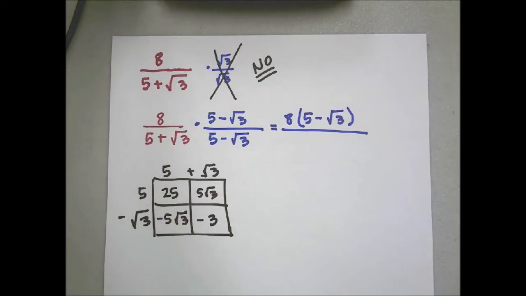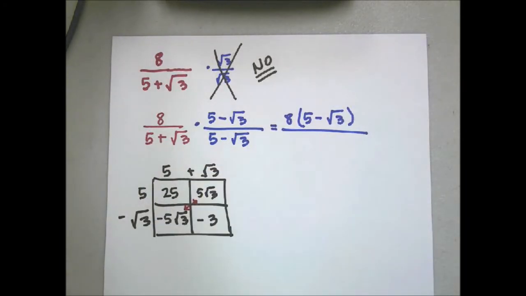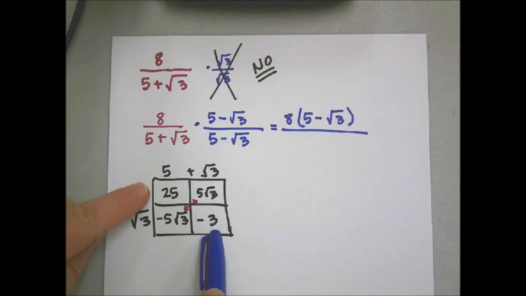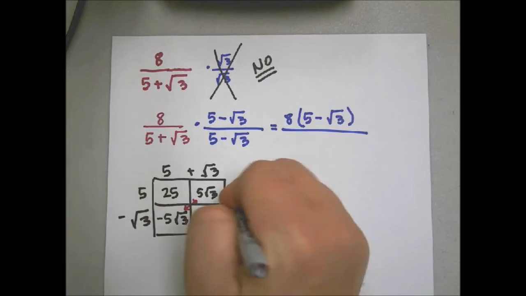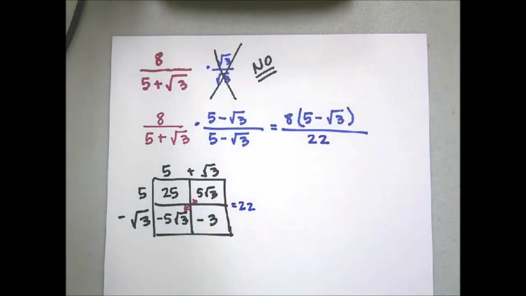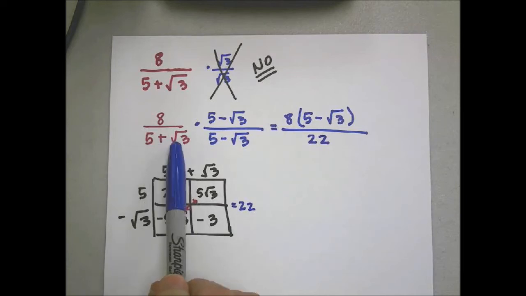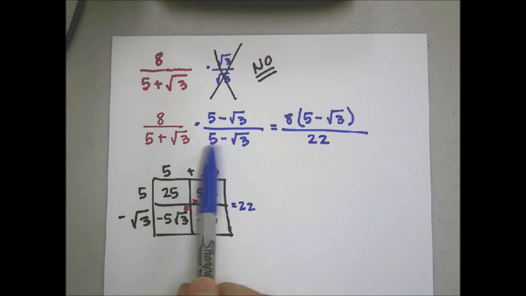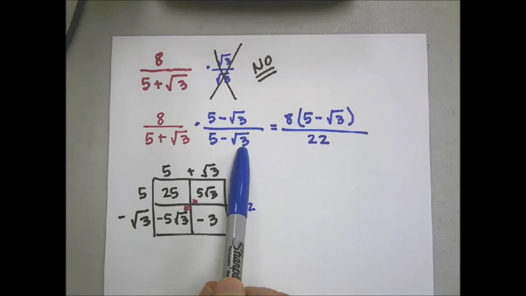And as you can see, the two middle terms are going to cancel each other because one's positive 5 root 3, the other one's negative 5 root 3. And all I have to do is to reduce this, or to simplify it. 25 minus 3 equals 22. And that's actually what the denominator becomes. So the key to rationalizing this, since it's a binomial term, multiply it by its conjugate, which is whatever binomial is used to make it a difference of perfect squares.